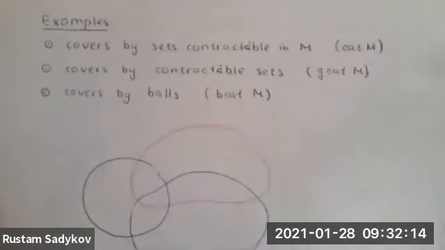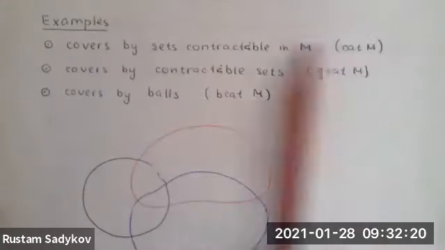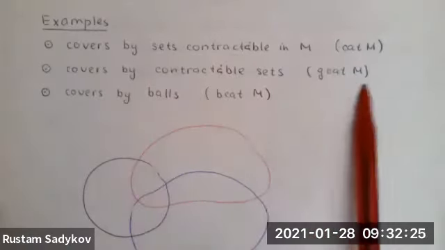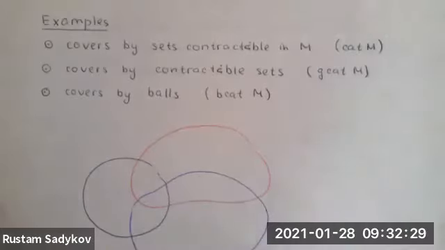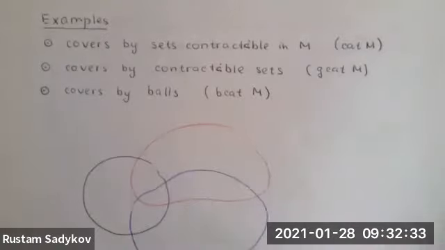These different things lead to different notions. For example, cut M plus 1 is the minimal number of sets contractible in M. G-cut M plus 1 is the minimal number of contractible sets in M in a cover. And there is also a notion B-cut M that corresponds to balls. So these are covers. And I will also consider fillings.